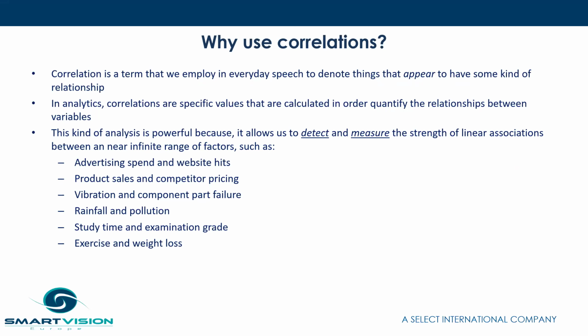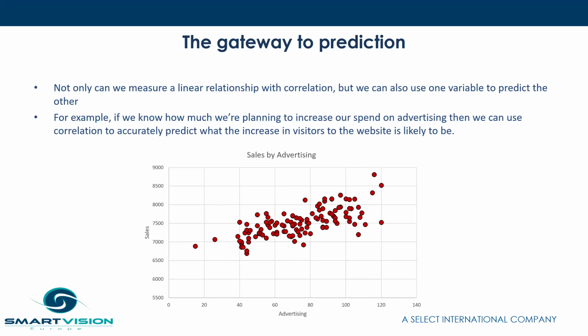There are loads and loads of different relationships, such as government spending and population health outcomes. There's, as I say, a near infinite range of factors that one could establish or measure a correlation between if you have the data on it. So not only can we measure a linear relationship of correlation, we'll talk about what we mean by a linear relationship in a few moments, but we can also use one variable to predict the other.